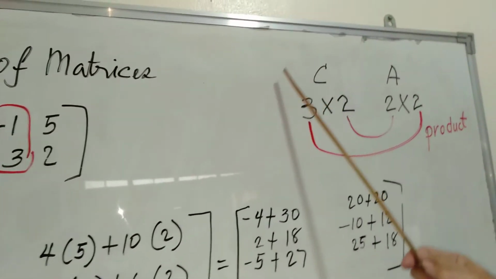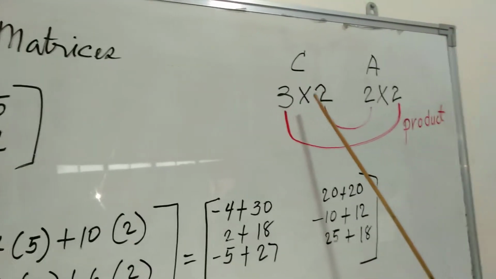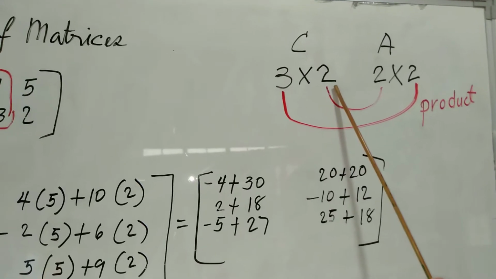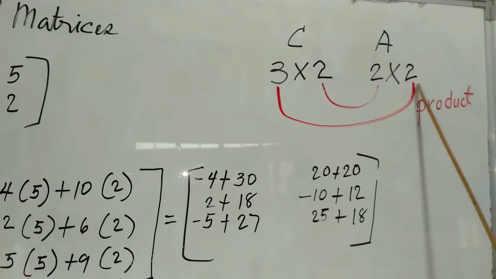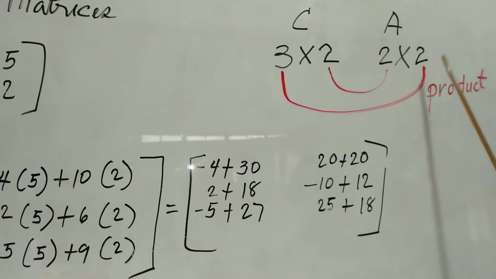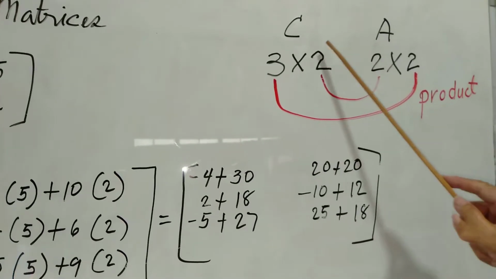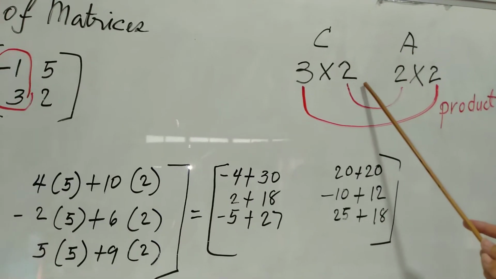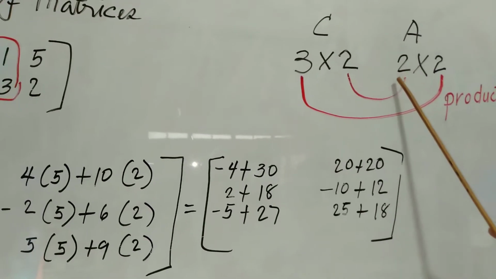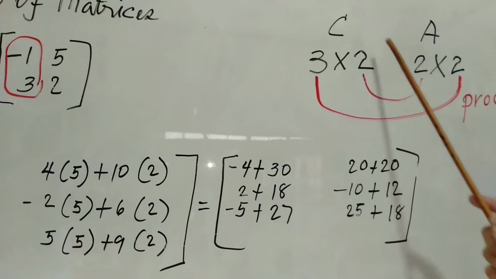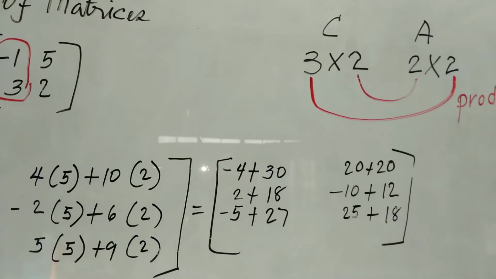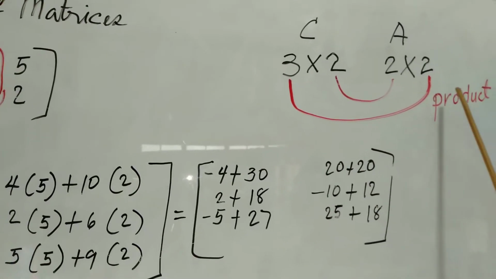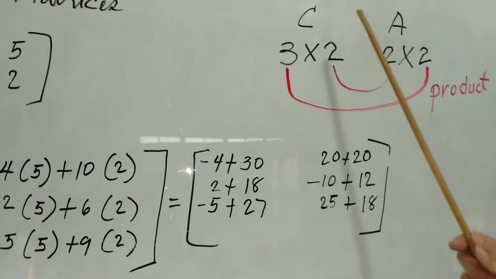So the dimensions, as you said, of C is 3 by 2, 3 rows and 2 columns. And matrix A is 2 by 2, 2 rows and 2 columns. Always remember that we should have the same inner dimensions for C times A. Otherwise we cannot multiply C and A. And the outer dimensions will determine the result, or the product, of multiplying the two matrices.